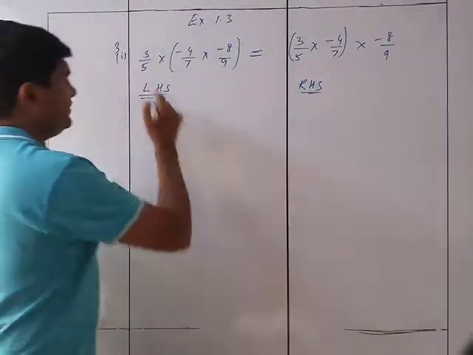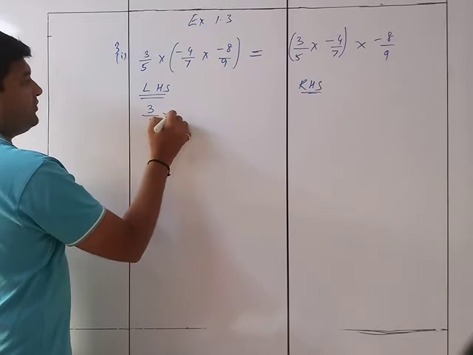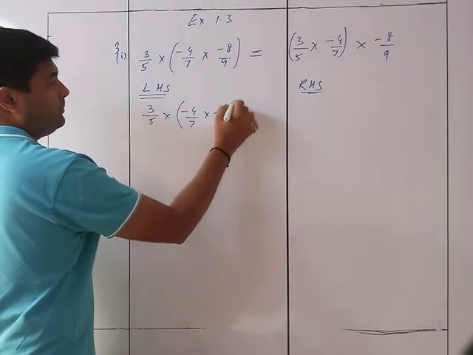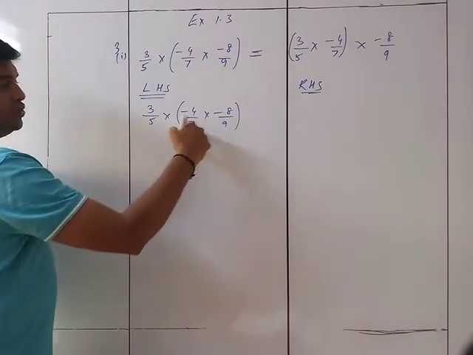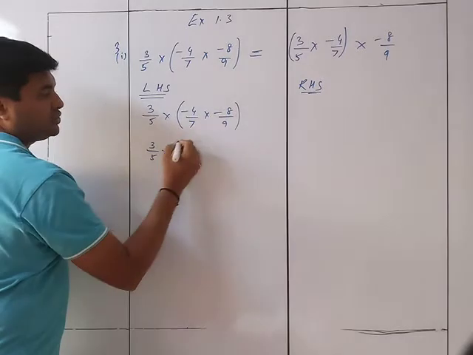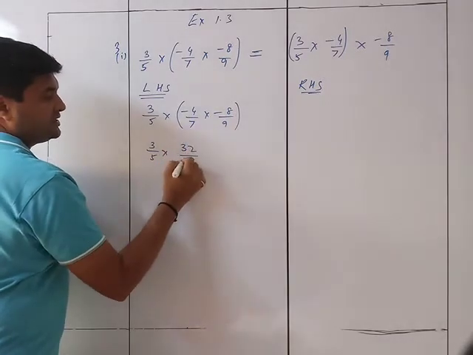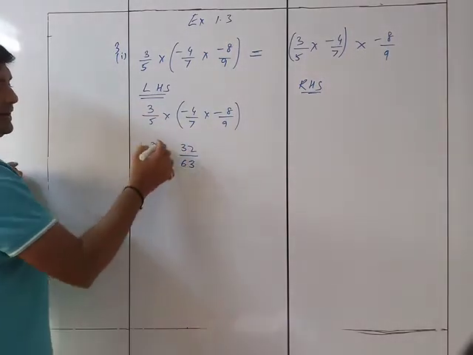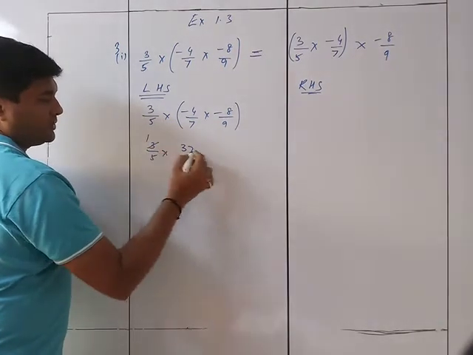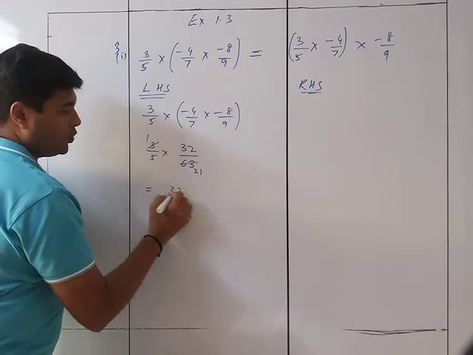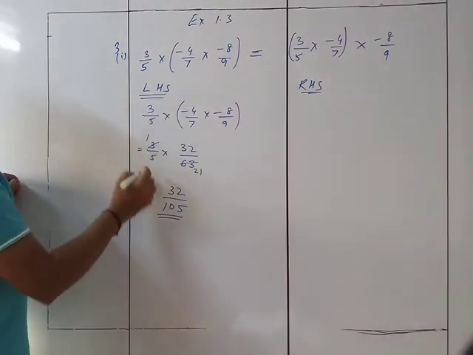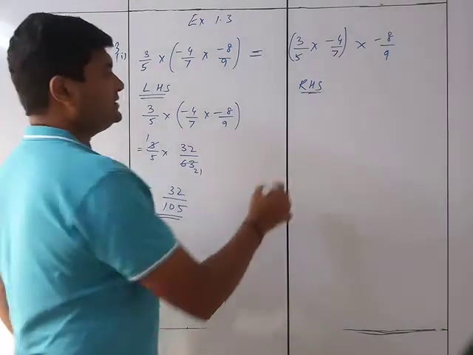Okay, so here we see the first one, 3 upon 5 into minus 4 upon 7 into minus 8 upon 9. Now there is no cancellation possible here, so it will be 3 upon 5 into minus minus is plus 32 upon 63. Now you can see that there is a cancellation possible. 3 and 63, 21s are. This gives me 32 upon 105. That's the LHS.